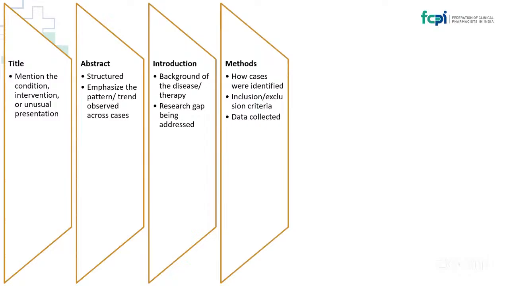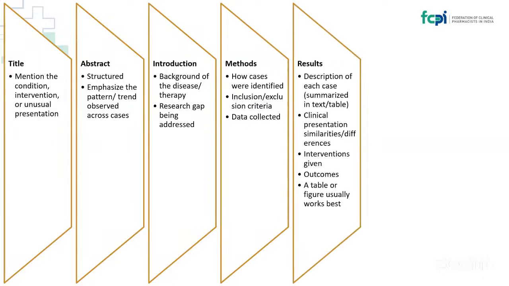In the method section, you will have to mention how cases were identified. What was your methodology? What was your inclusion and exclusion criteria? That needs to be explained here, and how the data collection was initiated. In the result section, you will have to summarize your whole data.